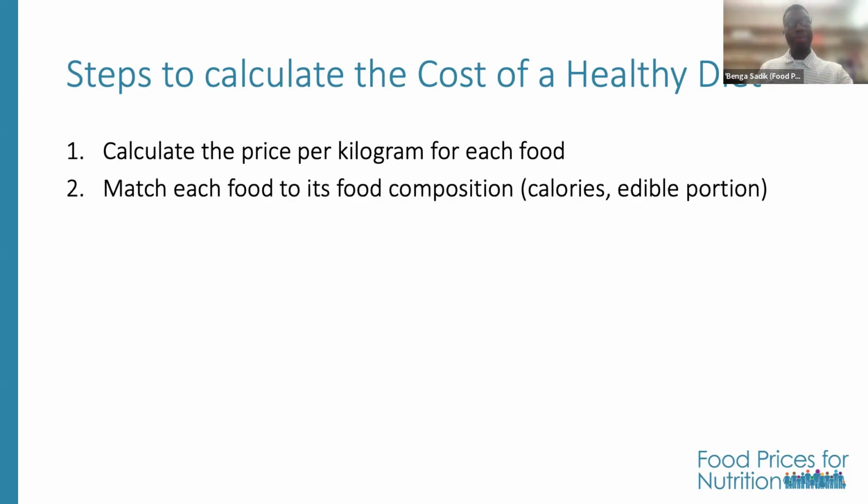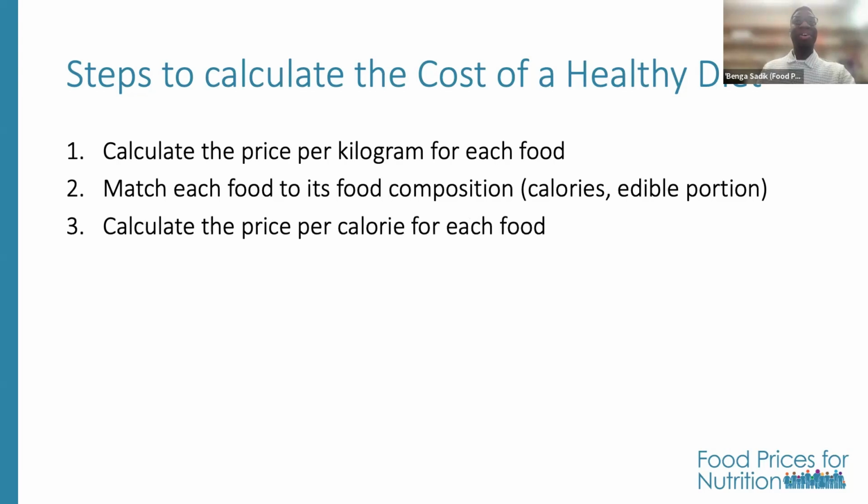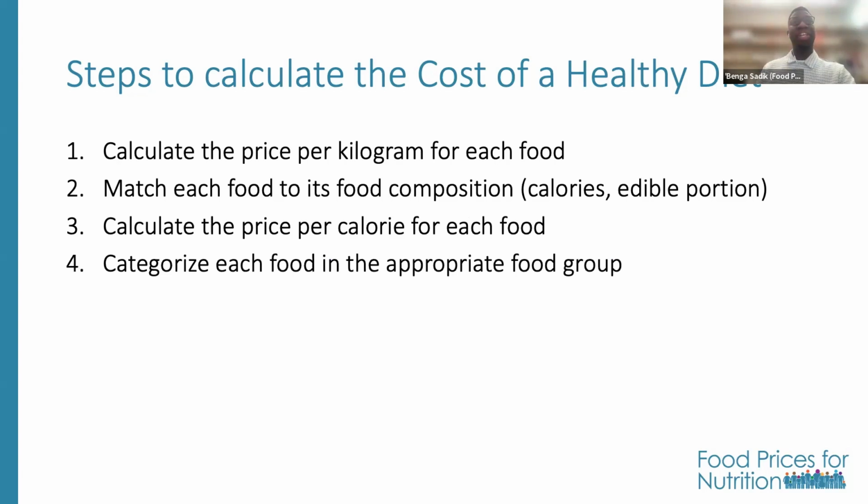The next step is to match those food items to the food composition in the food item information database. Like I said earlier, we match those food items to determine their edible portion and the calorie content, or the energy density, of the food item. The third step is to calculate the price per calorie of each food. And then we categorize each food into the appropriate food groups using the healthy diet standard that we're using to calculate. So in this case, it would be the healthy diet basket as the standard. We have 6 food groups, and we'll categorize the food items into each of those 6 food groups.